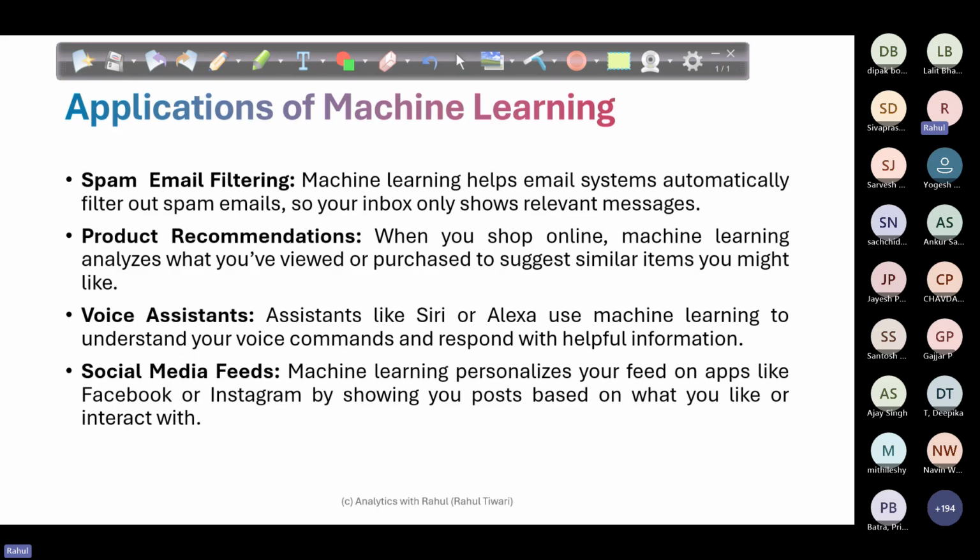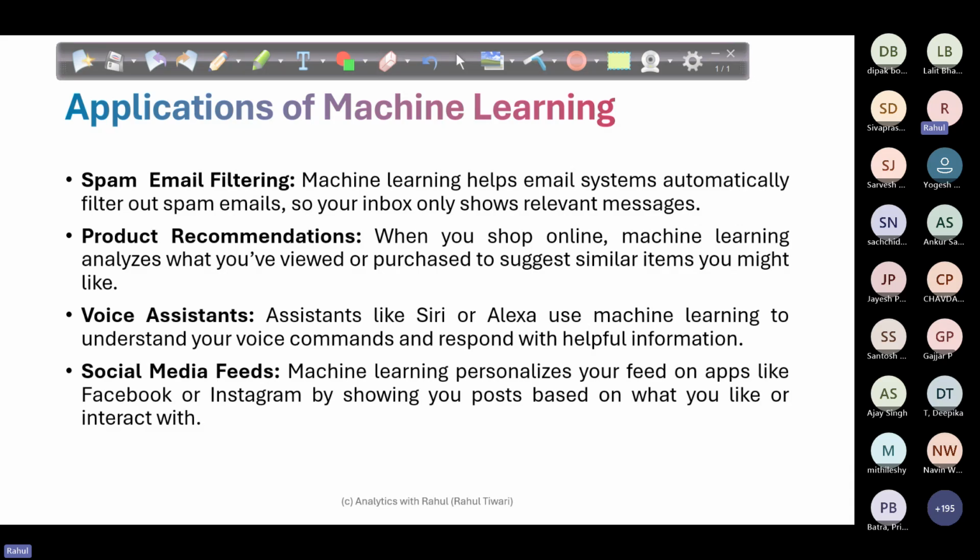So spam filtering, machine learning helps email systems automatically filter out spam emails, so your inbox only shows relevant messages. Product recommendations. When you shop online, machine learning analyzes what you have viewed or purchased to suggest similar items you might like. Voice assistants like Siri or Alexa use machine learning to understand your voice commands and respond with helpful information.